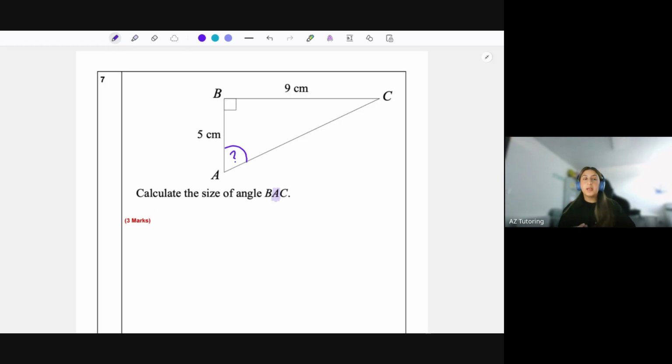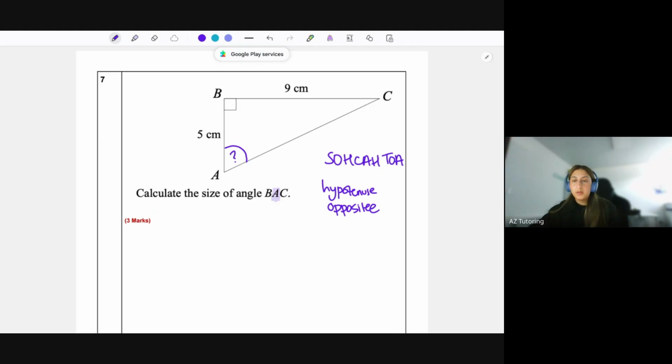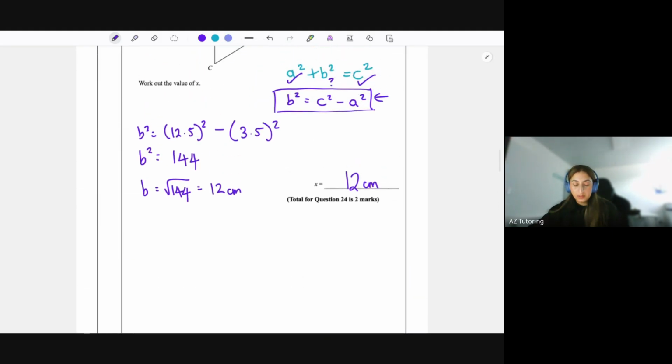So again, I have to think, am I using Pythagoras or am I using SOH CAH TOA? Pythagoras is only for lengths, but in this case, they're asking me to find an angle, so I am going to be using SOH CAH TOA. In this case, we have a side called hypotenuse, a side called opposite, which is opposite to the angle given.